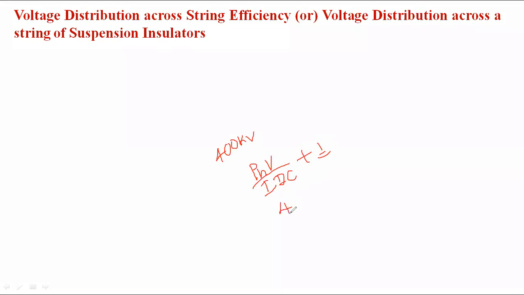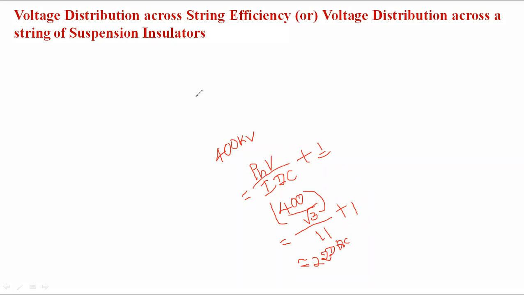For the phase voltage, 400 kV is the line value, so 400 by root 3 is the phase value. The individual disc capacity is 11 kV, plus one additional or spare disc, so we get approximately 22 discs connected in series. 22 suspension type insulators are connected in series for a 400 kV transmission line. The material used is porcelain or toughened glass.